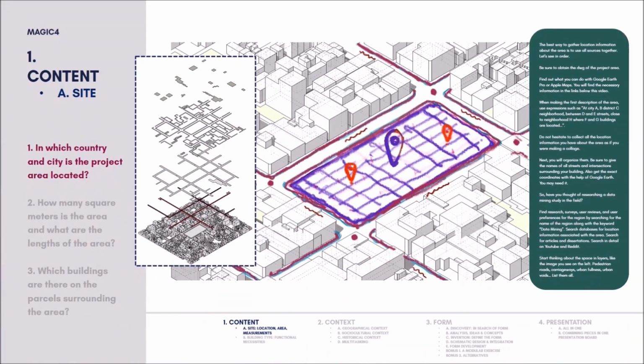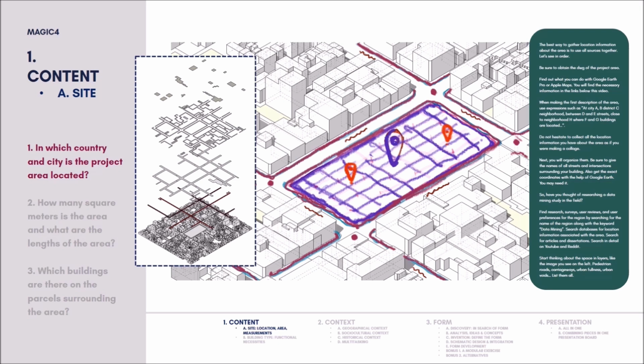Site. Question 1. In which country and city is the project area located? The best way to gather location information about the area is to use all sources together. Let's see in order. Be sure to obtain the DWG of the project area. Find out what you can do with Google Earth Pro or Apple Maps. You will find the necessary information in the links below this video.